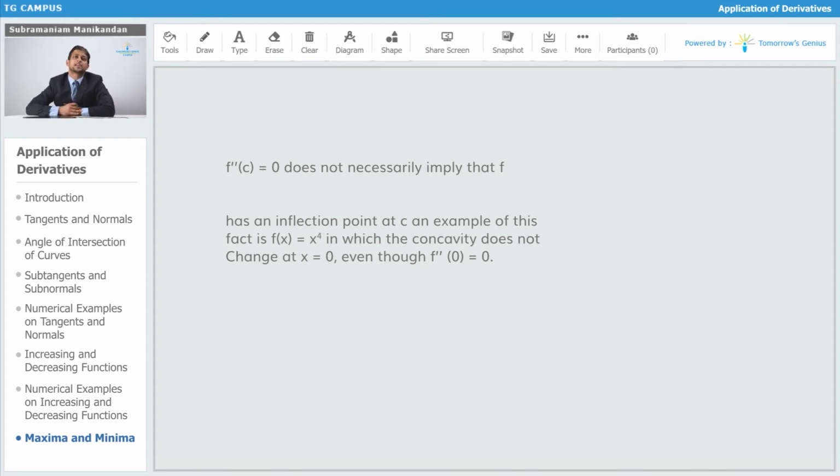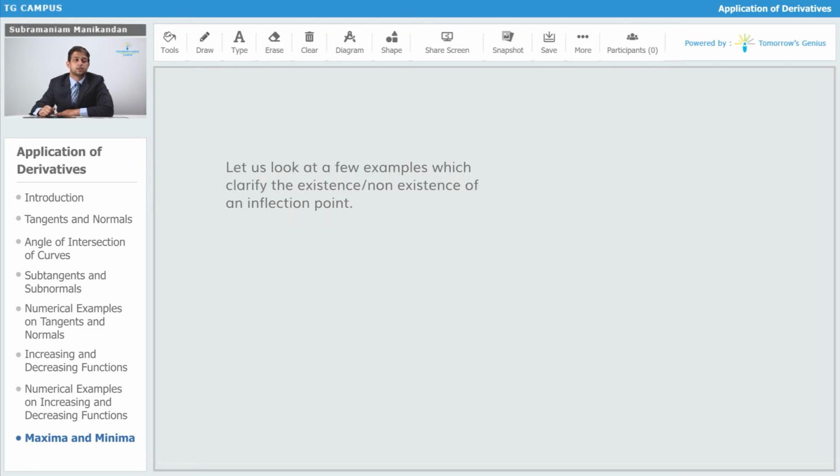However, in most of the cases, if the second derivative of the function is equal to 0, then that is an inflection point. There are exceptions to this rule. However, as we can see, we are just moving into more generalized rules. At x equal to 0, even though f double dash of 0 is equal to 0, the concavity does not change.